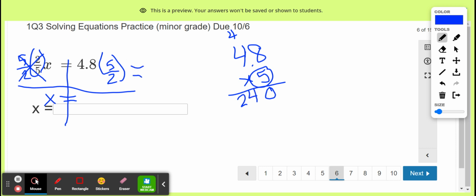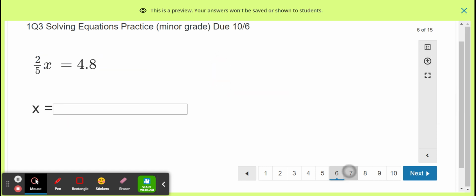So this is equal to, wait, we're missing a decimal. Move the decimal over one spot. All right, so now we have 24 divided by 2. And that is going to give us 12. There's no negatives, so we end up with 12.